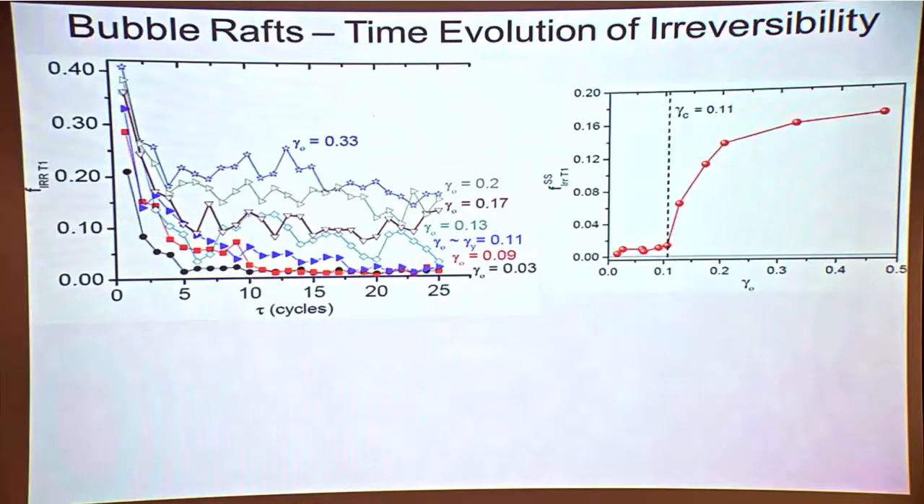So here, this is the data on the bubble raft, irreversible T1. Again, we are plotting the long time behavior, and this is something which is very close to zero up to this point, 0.1, and then it takes off. So we do not have that much scatter before gamma y in these systems. Here it seems to be going smoothly from almost zero to the other values. I'll comment on this later.